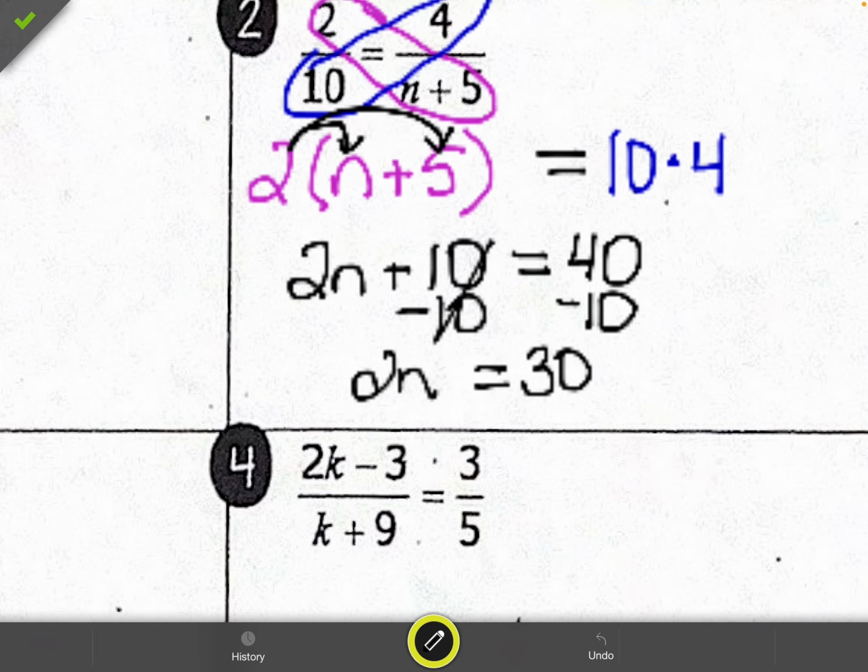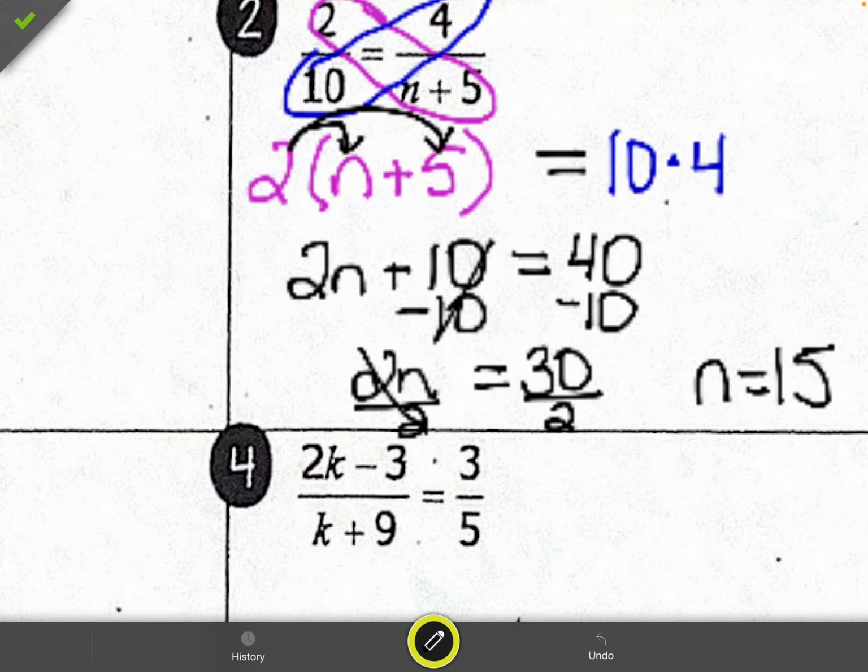And then my last step, remember your last step in solving an equation is always probably multiply or divide. So 2 times n, the opposite of times is divide. Divide both sides by 2. 2 divided by 2 is 1, or they cancel. And n turns out to be 15.